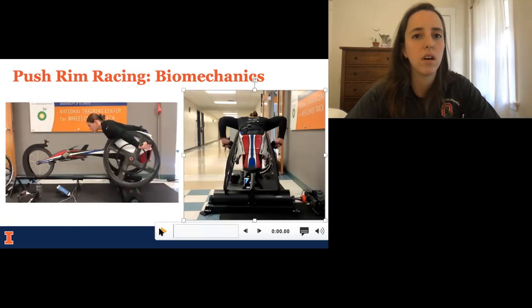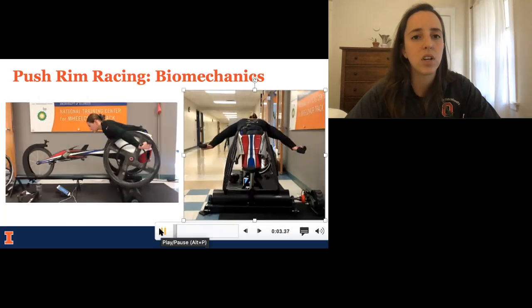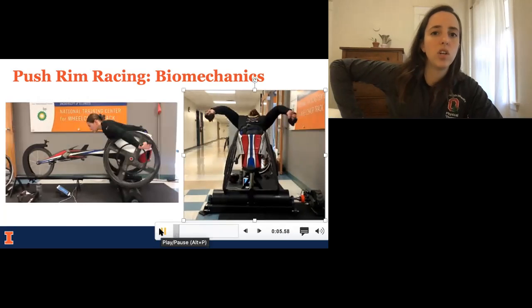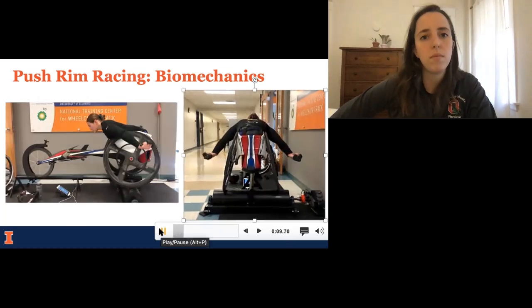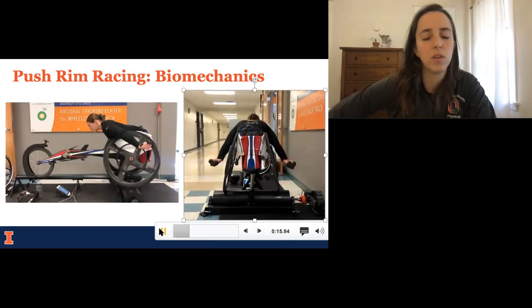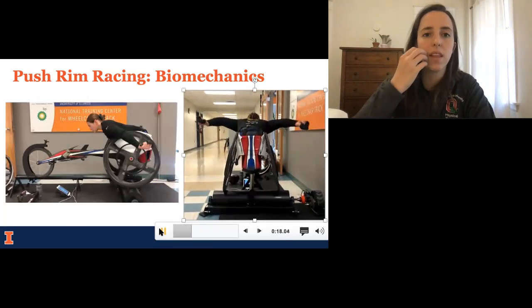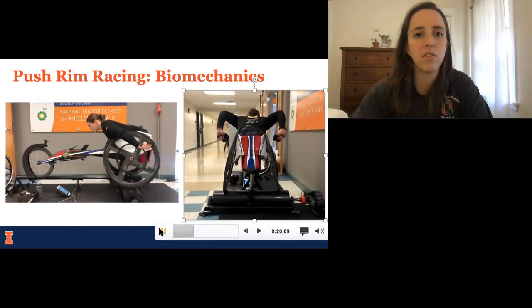So if we look at this other view, you can really appreciate how much abduction and internal rotation she gets when she initially pushes on the ring. So her arms are at a severe angle there. And she really gets that flick at the end to try and get that rotational power at the end of her stroke.